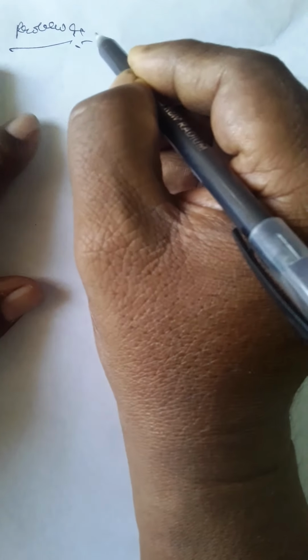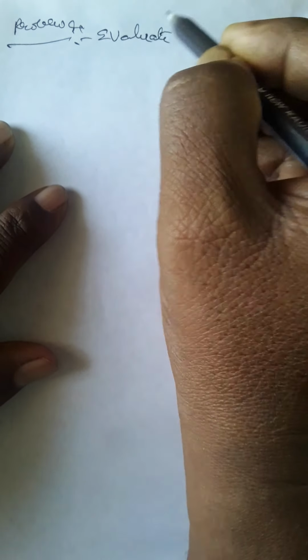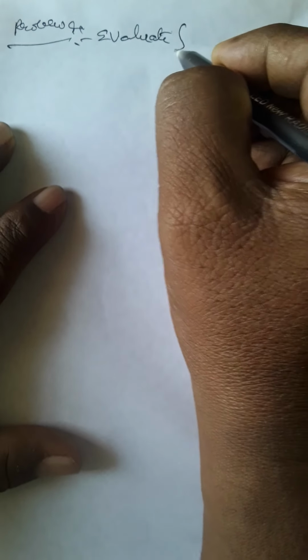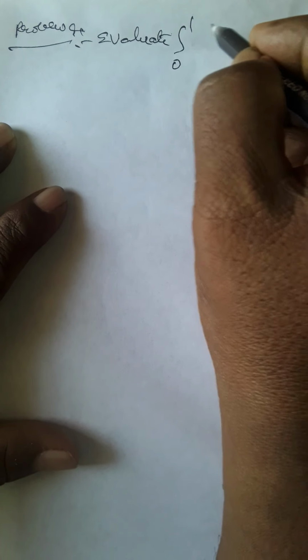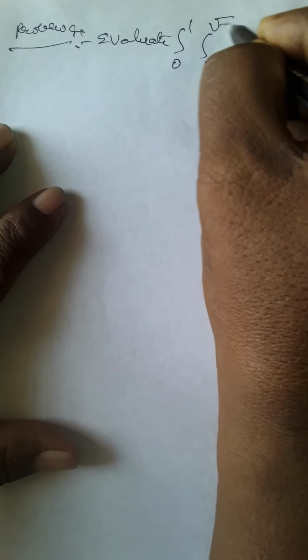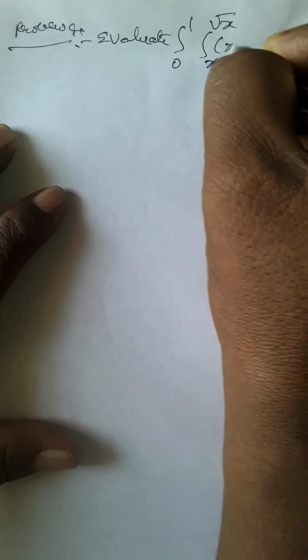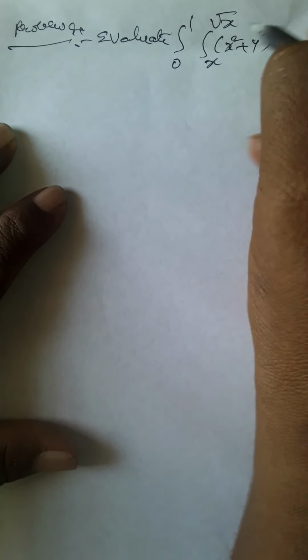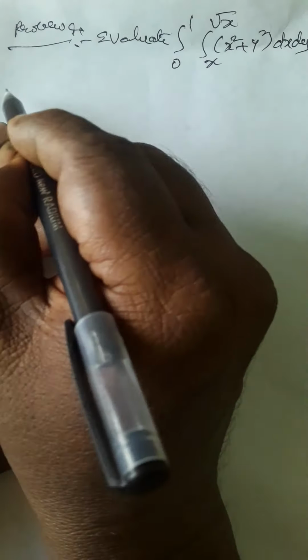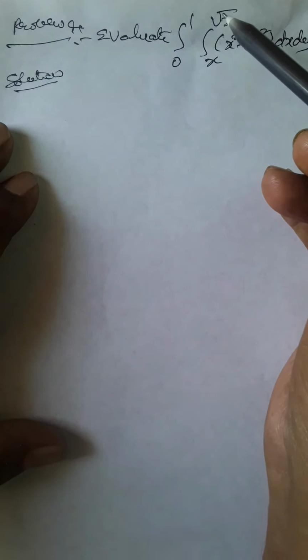Problem 4. Evaluate integral 0 to 1, integral x to root x, square plus y square, dx dy. This is your given problem. Observe carefully. Here variable limits are there: x to root x, and constant limits 0 to 1. Not all limits are constants.